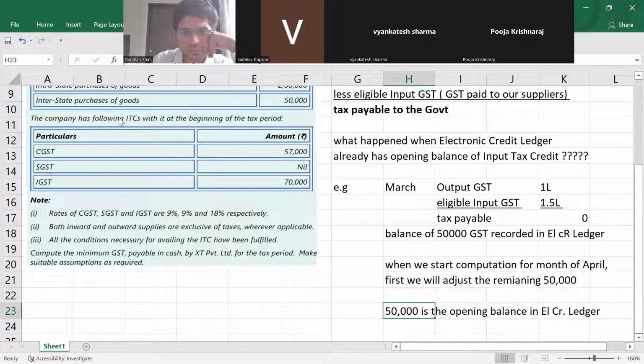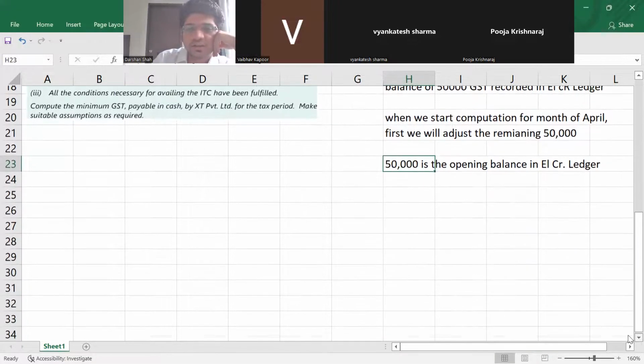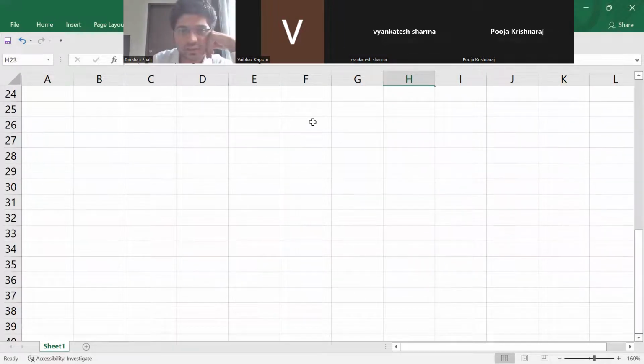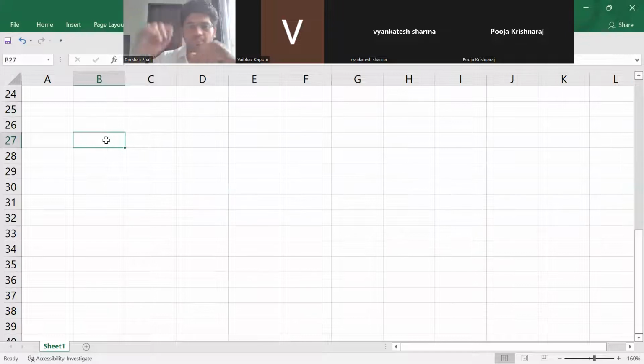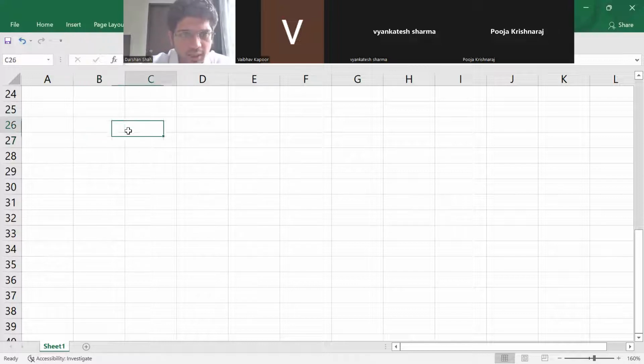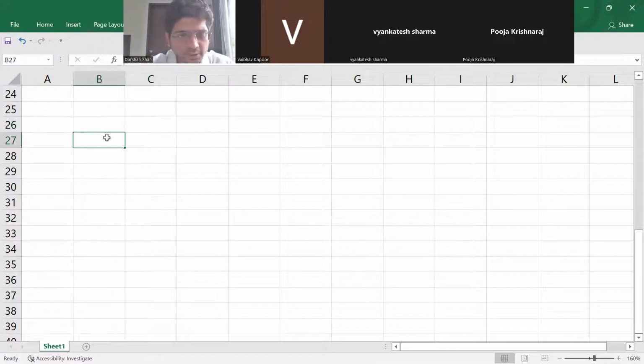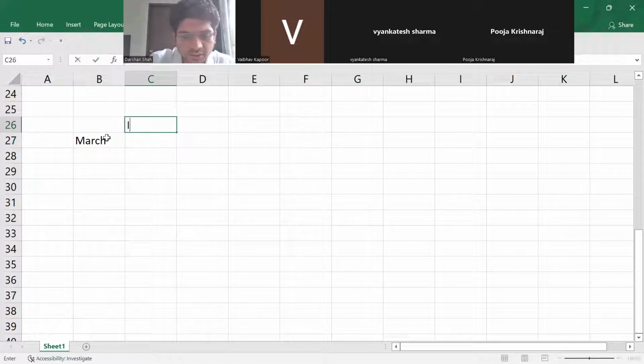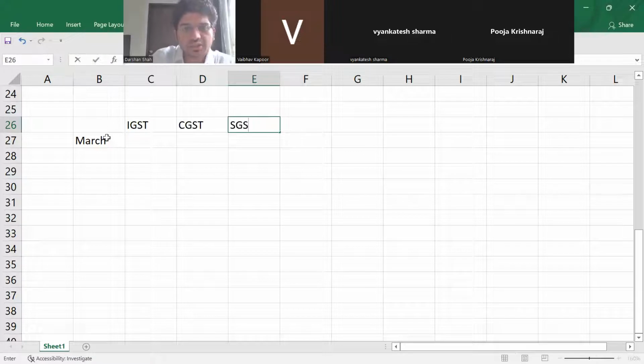All right. Okay. So now let us see how to utilize this credit. Now I'll give a simple example first, then we'll do a couple of examples, so that you understand the entire GST and ITC problems. Okay. So let us say in the month of March, IGST, CGST, SGST.